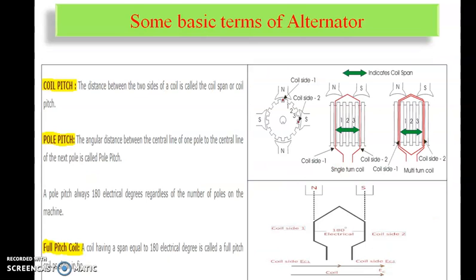As we have seen about the coil pitch, the second is the pole pitch, and the full pitch. Coil pitch: the distance between two adjacent coil sides is called the coil pitch. Pole pitch, what is it? The distance between two poles I call the pole pitch. कॉइलच्या साइड मधलं अंतर कॉइल पिच, पोलच्या साइड मधलं अंतर पोल पिच.